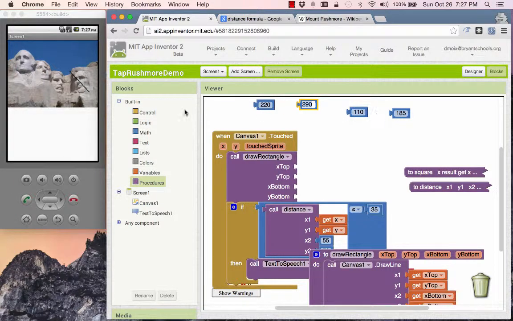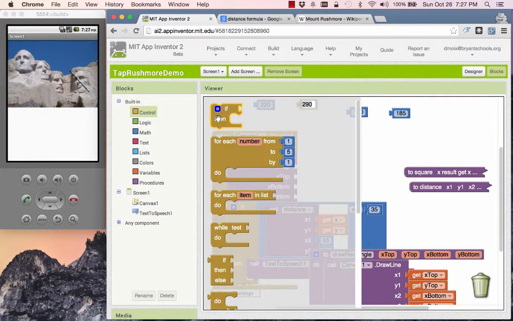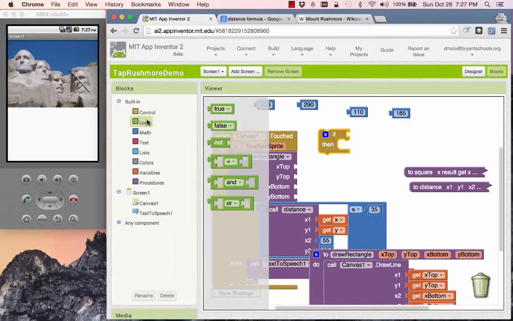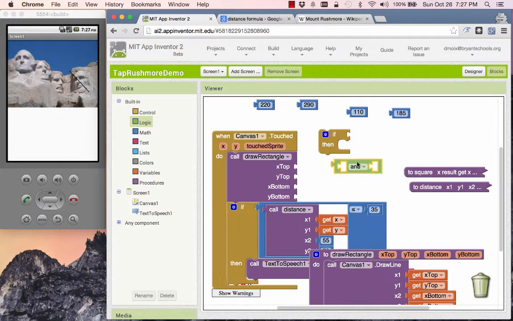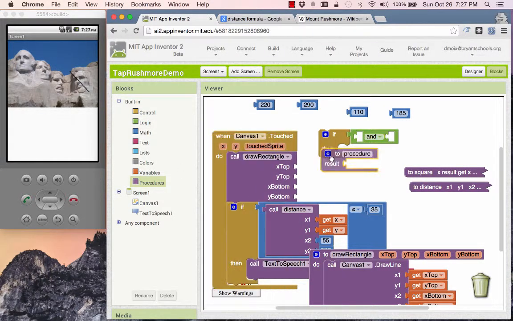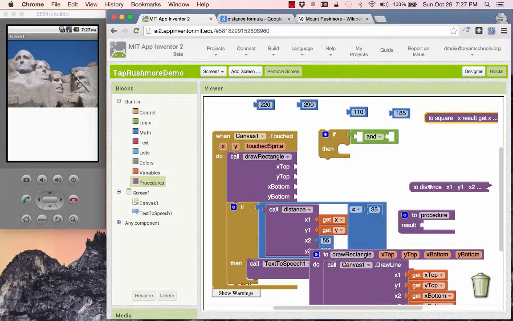So how can we tell? Well, it's going to be another one of those ifs, but it's going to be a complex if because we need an and. We need to know if it's between here and here and between here and here. But how do we know what between means? Well, we can make a procedure, as usual. So what's the procedure for between going to look like?